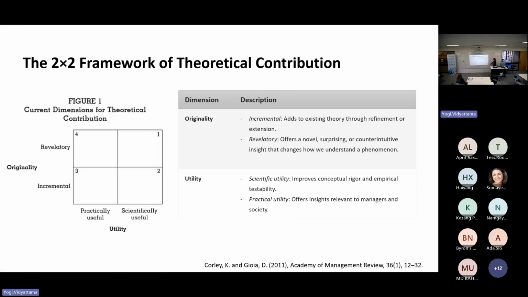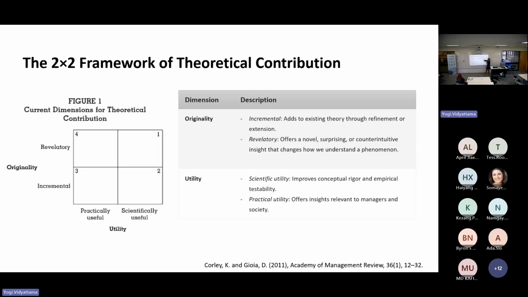And I wanted to refer to this specific paper published in the Academy of Management Review, where they did this 2x2 approach. And I thought that was such an interesting one, although I'm not usually a big fan of 2x2s, but this one is really very interesting. They put two dimensions of what is a theoretical contribution and what kind of categories within a theoretical contribution you can have. So you have the originality factor. And the originality could be revelatory, which they define as offering novel, surprising, or counterintuitive insights that change the way we understand a specific phenomenon, versus originality that is very incremental. It's not groundbreaking, in other words.